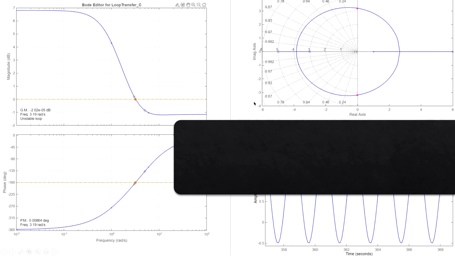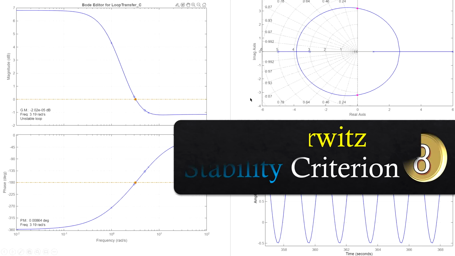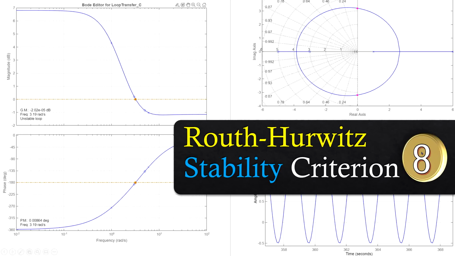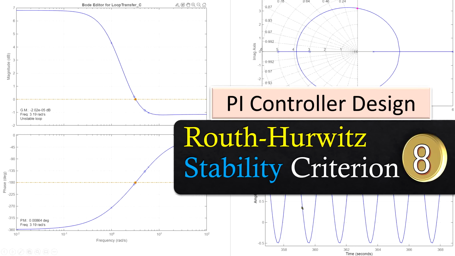Hi everyone, and welcome to a new video about control system topics, and we continue with the subject of stability, and in particular with Routh-Hurwitz stability criterion. And this is our example number 8 already. And in this example I would like to discuss the stability of a PID controller.